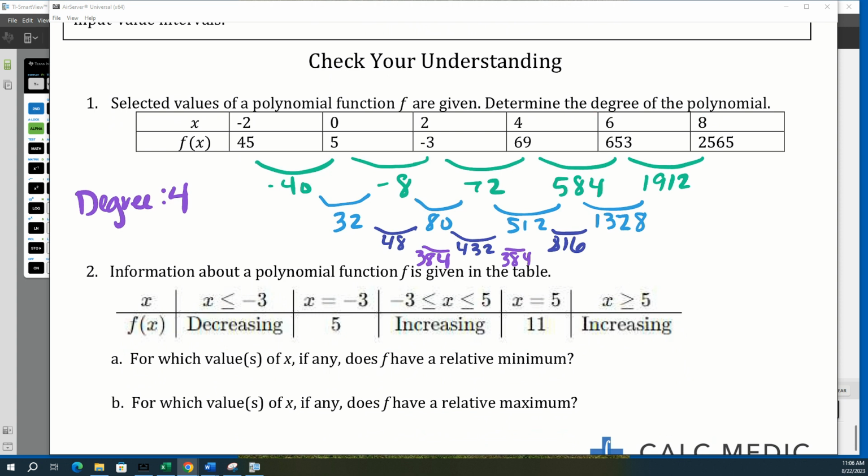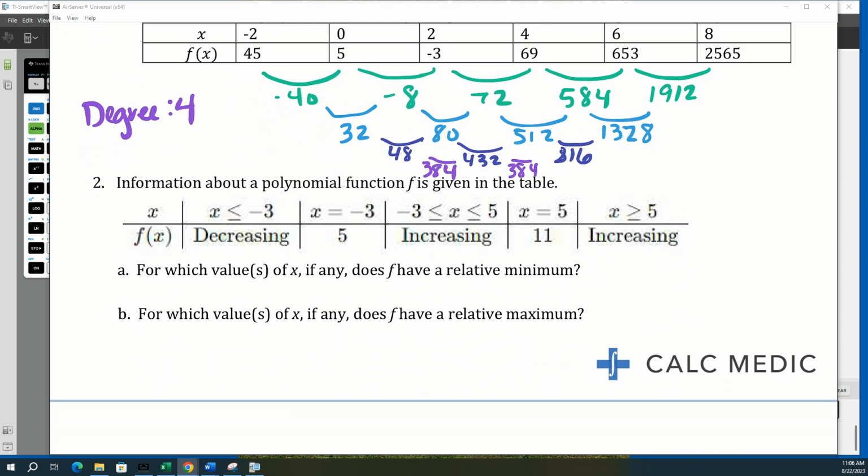Right. On number 2, we have some information about the function, and we're going to see what we can figure out about the relative minimum or relative maximum value. So A asks for what values of x, if any, does f have a relative minimum? So what do you guys think? Is there a relative minimum? -3. Yes. Why? It converts from decreasing to increasing. Very good. So at -3, the function changes from decreasing to increasing. And so that's always going to be a relative minimum.